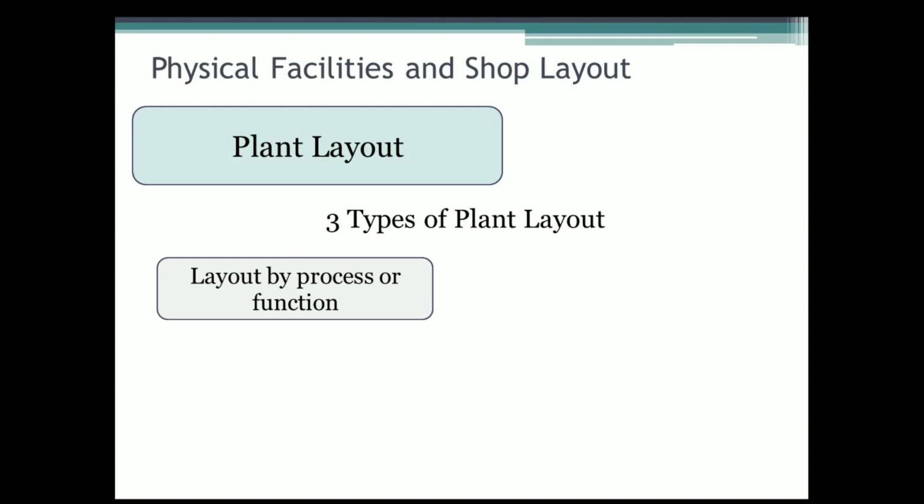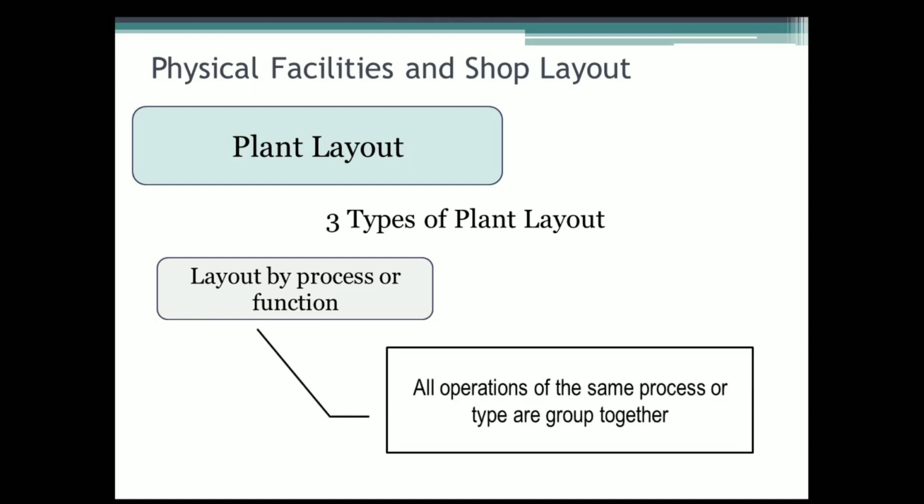Next, we have the layout by process or function. This type of layout is commonly used when there are wide variation in time for different operation. In here, all operations of the same process or type are grouped together. For example, in garment industry, meron kasi kaming tinatawag na production area and meron kaming tinatawag na wash area. So, kung sa wash area, pinagsasama-sama sa isang building yung lahat ng work related to the washing area, and then lahat ng production nagsasama-sama sa production building. Ganun yung pag sinabi nating layout by process or function.